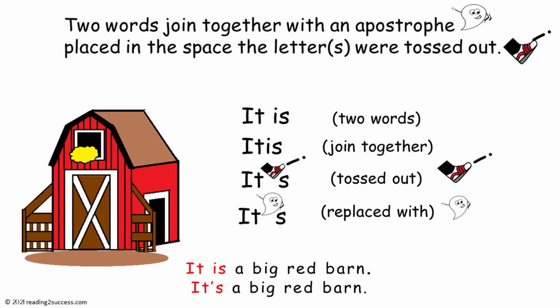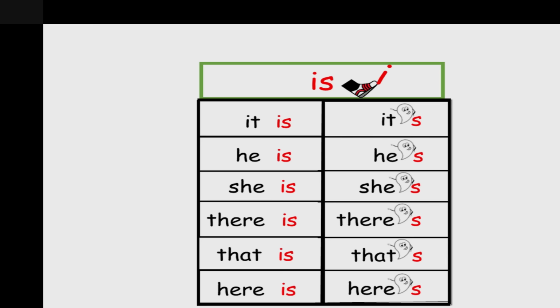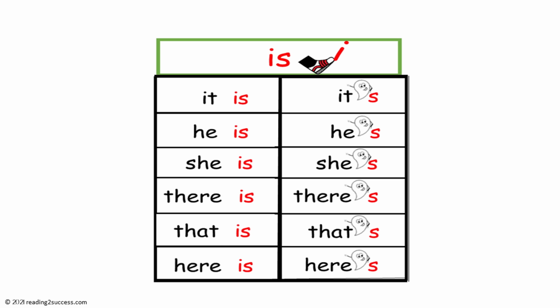Review again with children that a contraction is when two words join together, toss out one or two letters, and replace them with an apostrophe. Now we're going to have kids work on contractions that shorten the word is, as in it is, he is, she is, there is, that is, and here is.